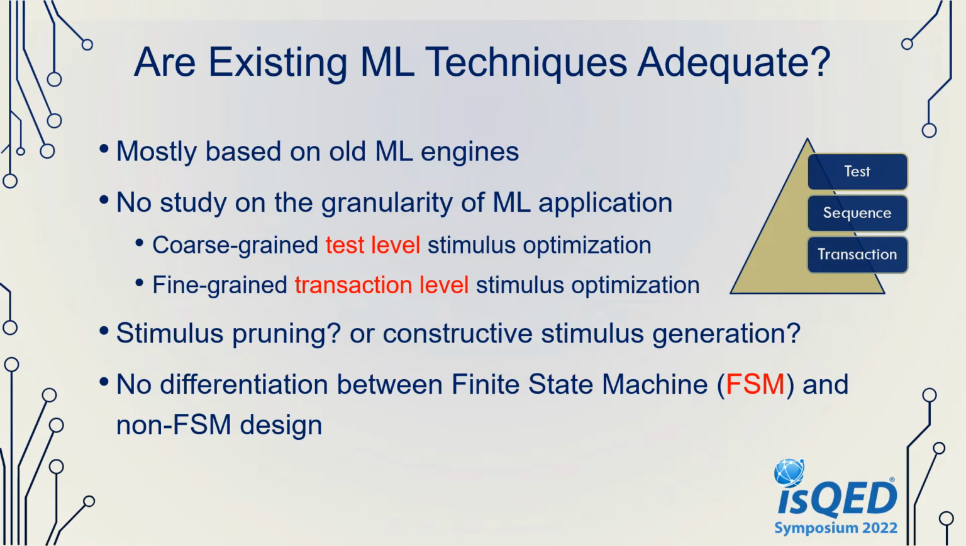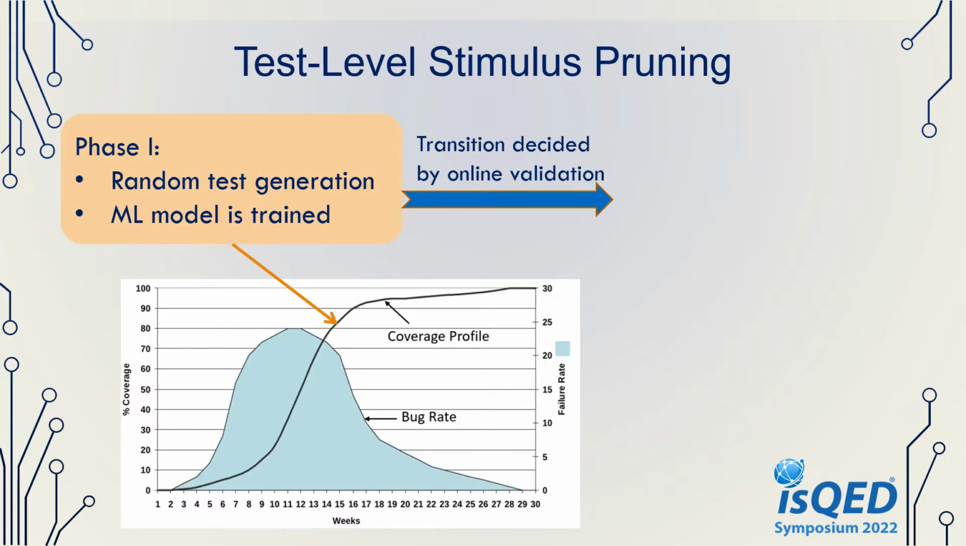And also, there are two different ways to consider the stimulus. One is a passive pruning by a machine learning model. The other way is to construct those stimulus using a machine learning model. Also, there could be finite state machine design, transition coverage, and a non-finite state machine design. These issues have not been well studied yet.